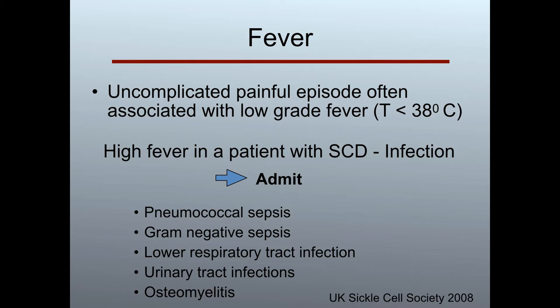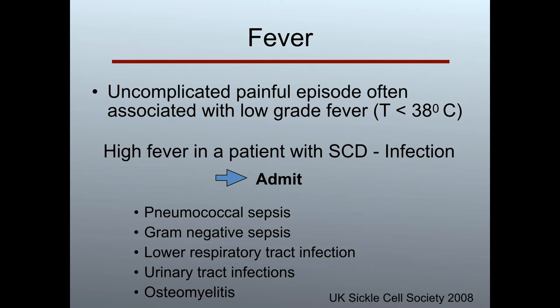Fever. Fever needs to be taken very, very seriously. So whenever you see fever in a sickle cell disease patient, and this is not the surgery definition of fever, this is fever, 38 degrees, you need to admit them. That sounds overly cautious, but the reason is that they're immunosuppressed. They don't have spleens. They don't react to bacteria as well as we do. And they get sick quickly.